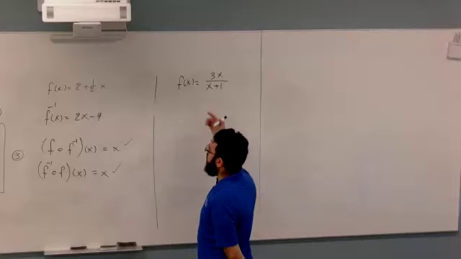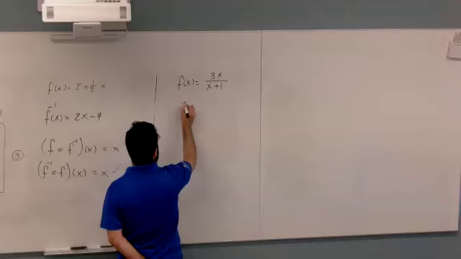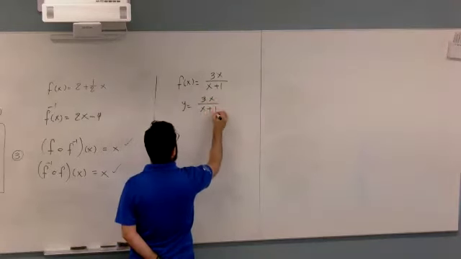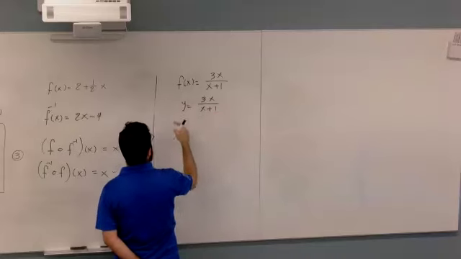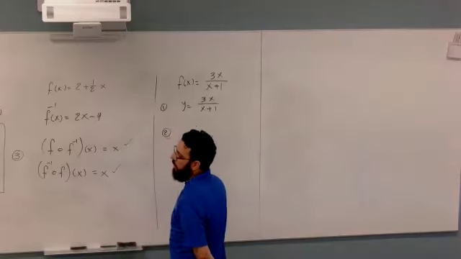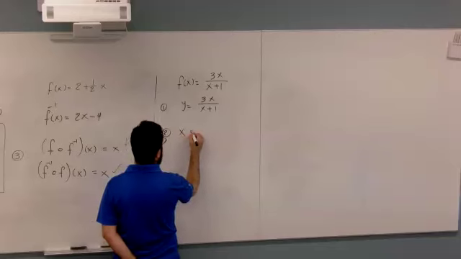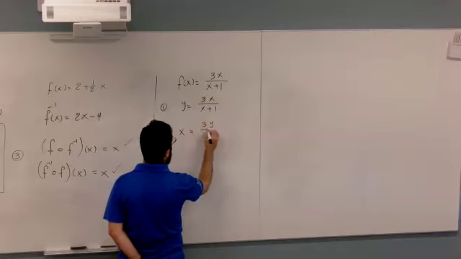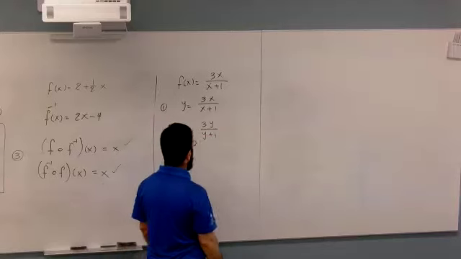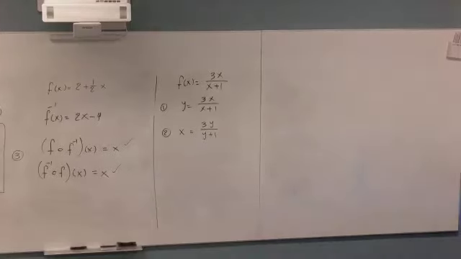How to find the inverse of this function? What's the first step? Change f of x with y. So y equals. This is step one. Step two, interchange x with y. So this one's going to be x equals 3y over y plus 1. Is that okay?